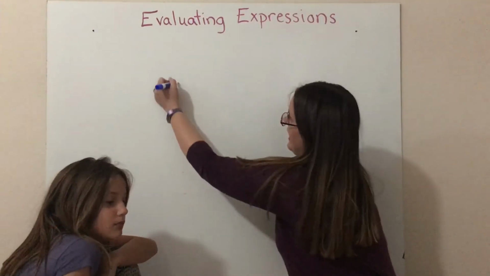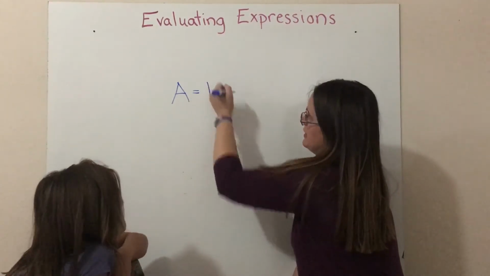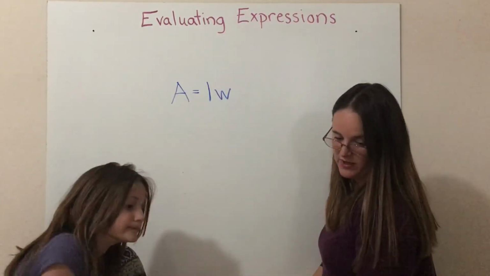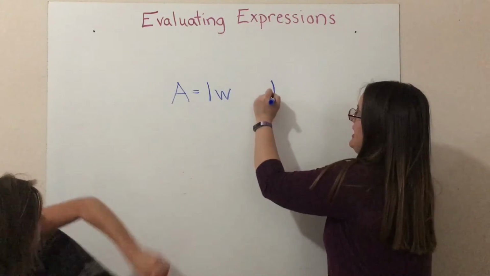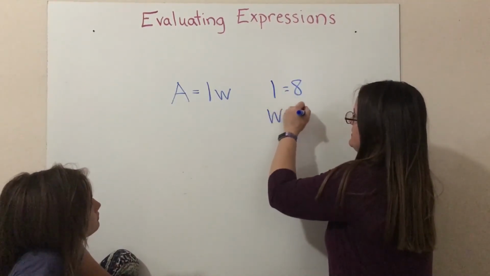Okay, problem E. If A equals length times width, then what is A when length is 8 and width is 4?